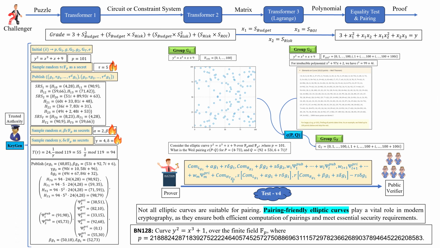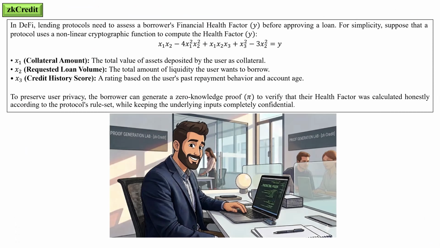Okay, so now we want to see what happens if we work with another scenario. So suppose that we have a DeFi scenario. A protocol needs to evaluate the financial health factor of a user to evaluate if he should receive a loan or not. So we have designed a simple scenario because we want to get the idea, right?